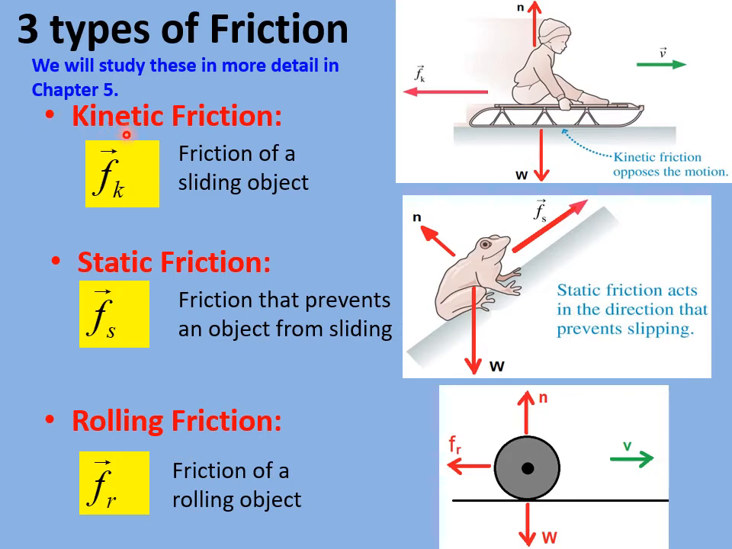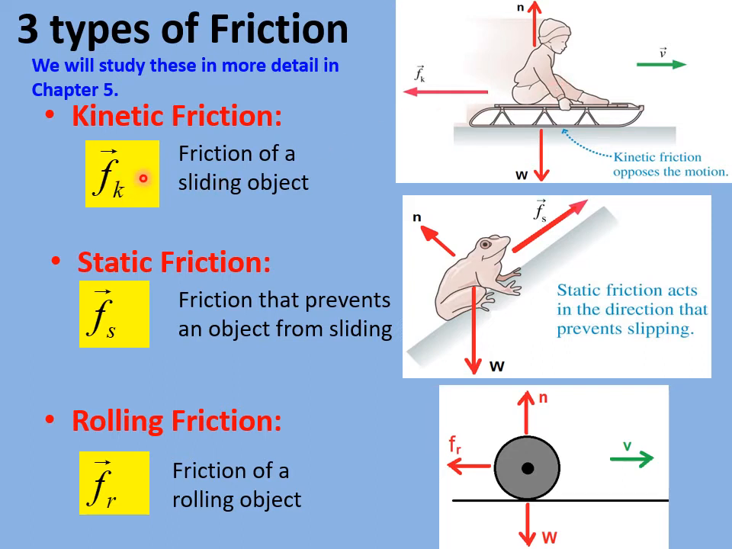And remember, kinetic just means moving. So kinetic friction is friction of a sliding object. So here with the child on the sled, there's weight going down, there's normal force going up. If the child is moving to the right, then that means the kinetic friction is pointing back to the left. Remember, always opposite the motion.